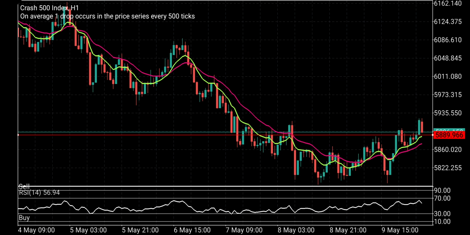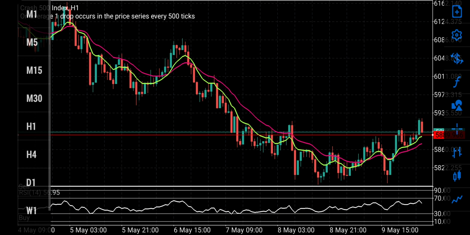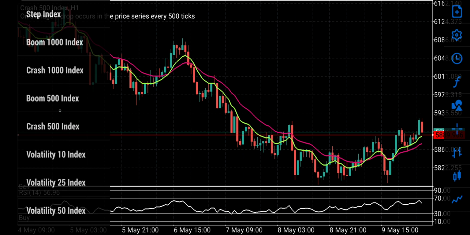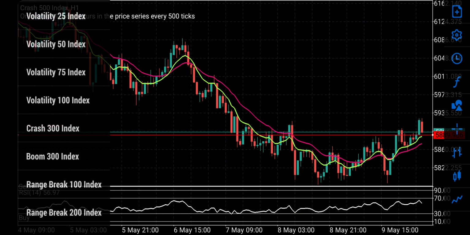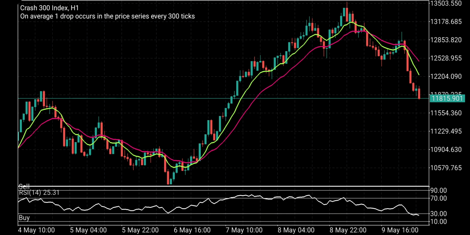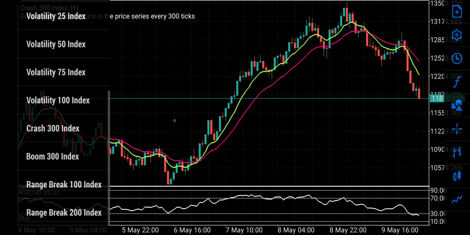So now let's go to Boom 300, because we've done the Boom and Crash 500. Okay, I only see Crash 300 here, so we are going to utilize what we have. So this is Crash 300, and Crash 300 just finished one serious heavy uptrend. Take a look at here. This is a serious uptrend, so the market is retracing.